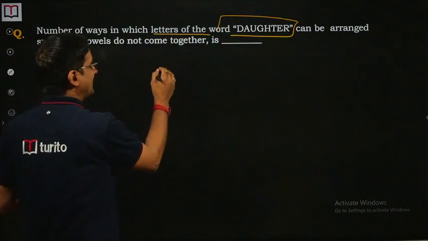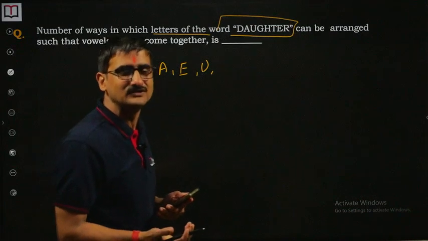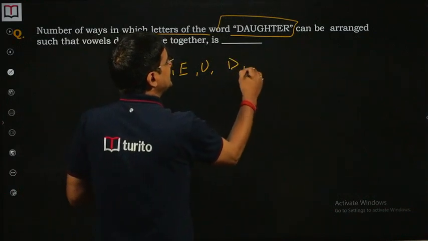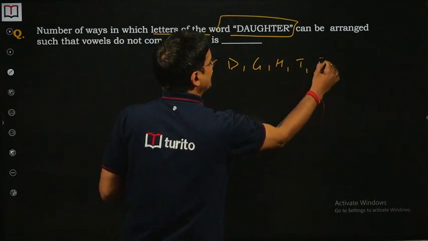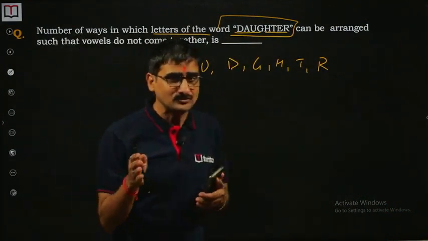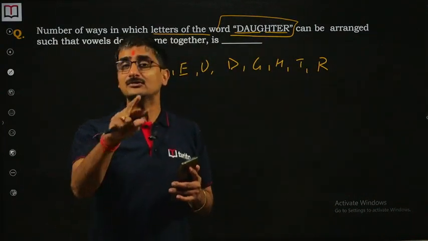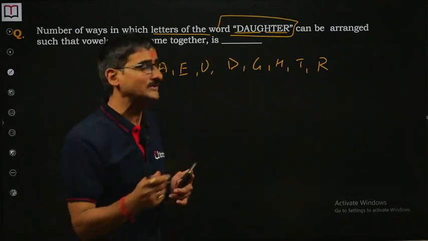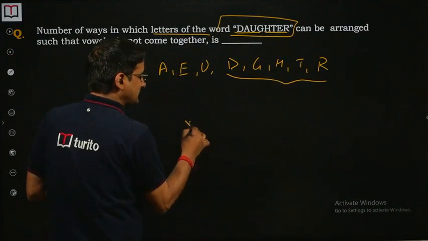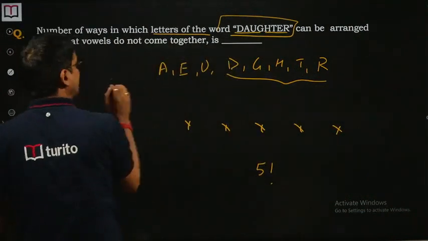I think you people are quite familiar with these types of questions, where no two vowels occur together. We discussed several such questions in our class, isn't that? So it's D, G, H, T, R, and the vowels, so 8 alphabets are there. When no two objects of a particular type are to occur together, what do we do? We arrange the rest of the objects. So we will be arranging the 5 consonants here. How many ways? 1, 2, 3, 4, 5. 5 factorial ways, as all are distinct.